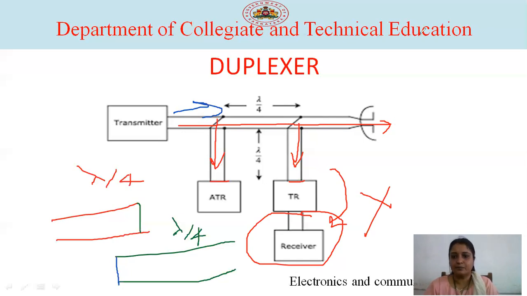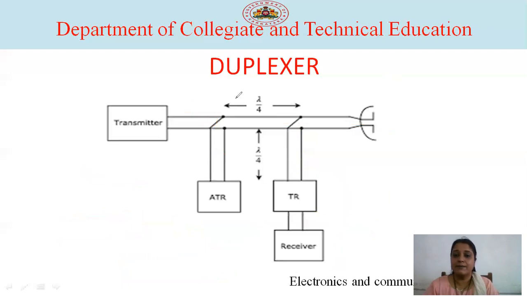Now consider what will happen during the receiving time. During the receiving time, automatically after the transmission pulse is over, there is no energy in the TR and ATR switch here. If there is no energy in the TR and ATR switch, then what will happen? This will be open here. This point will be open here. There is no connection, no short circuiting here.